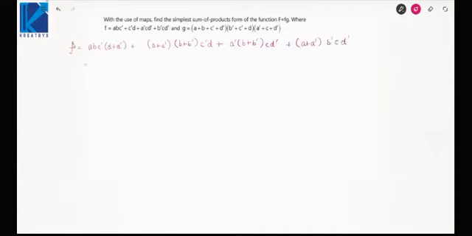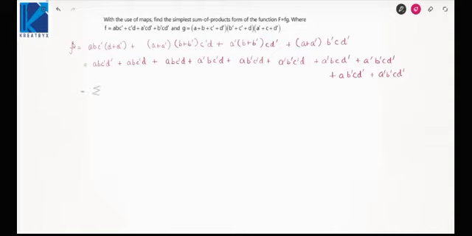Okay. Now it will be a, b, c bar, d bar, a, b, c bar, d, a, b, c bar, d, a bar, b, c bar, d, a, b bar, c bar, d, a bar, b bar, c bar, d, a bar, b, c, d bar, a bar, b bar, c, d bar, a, b bar, c, d bar, a bar, b bar, c, d bar.